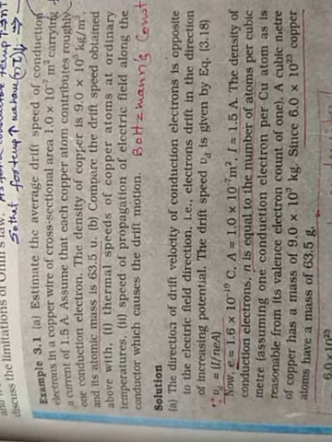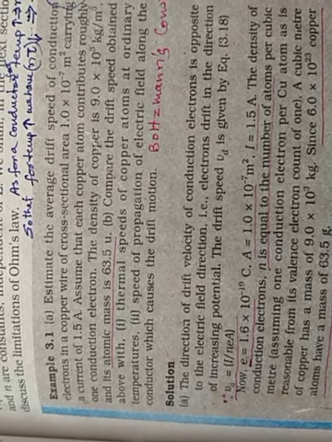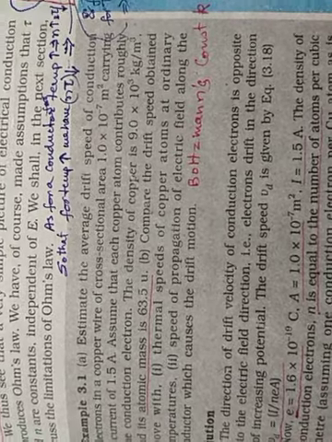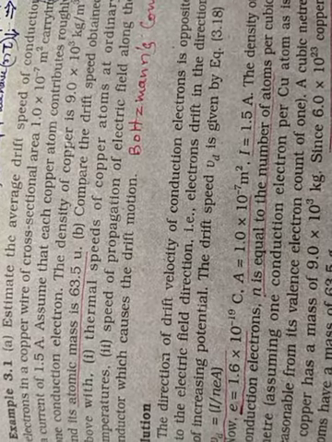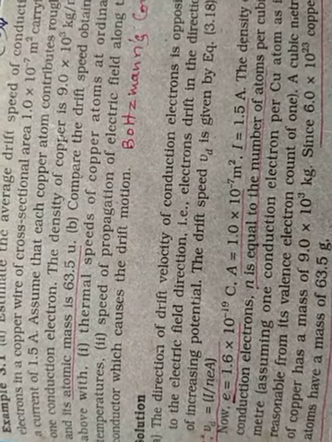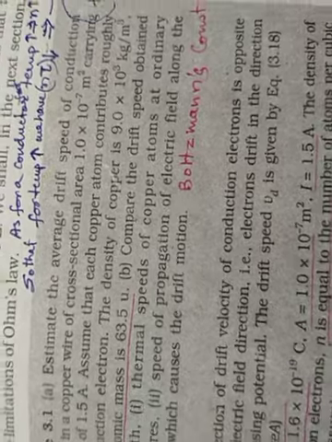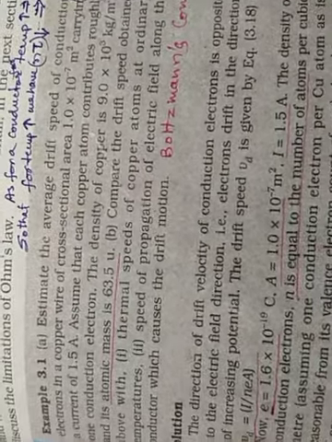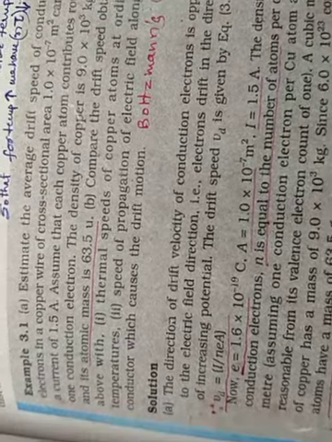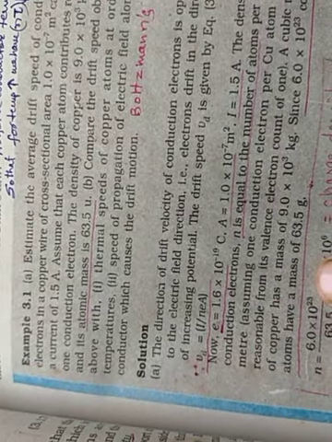Students of class 12, today we are switching over to the new chapter and explaining example 3.1. In this example, it is being asked that you have to estimate the average drift speed of conduction electrons in a copper wire whose cross-sectional area is given and which is carrying a current of 1.5 ampere. We have assumed that each copper atom contributes roughly one conduction electron, meaning one electron is free to move from one place to another, delivered from each atom.